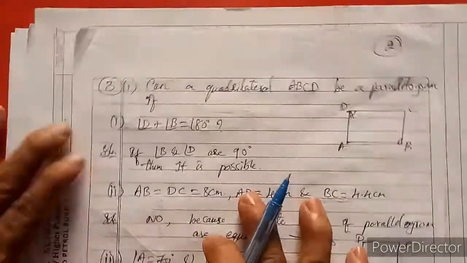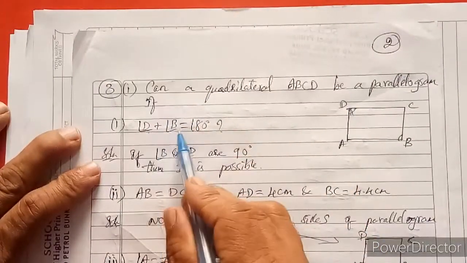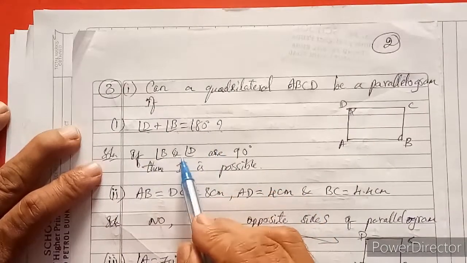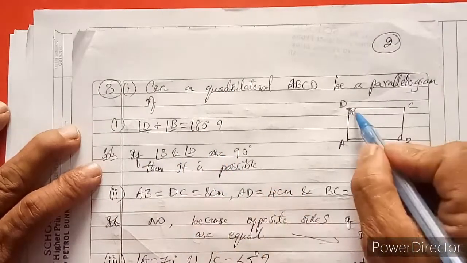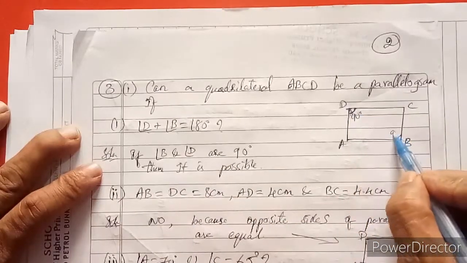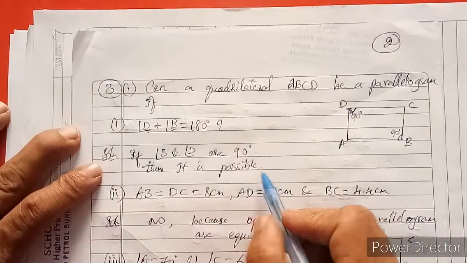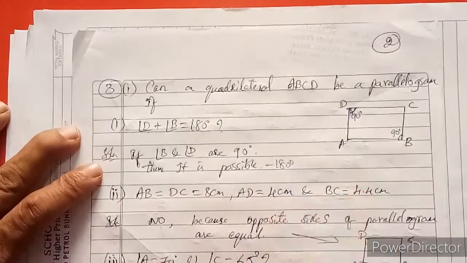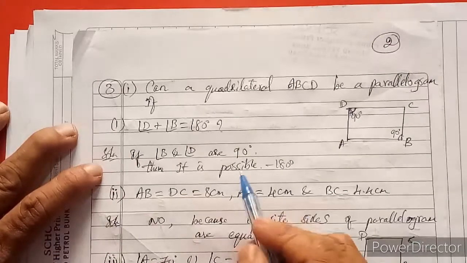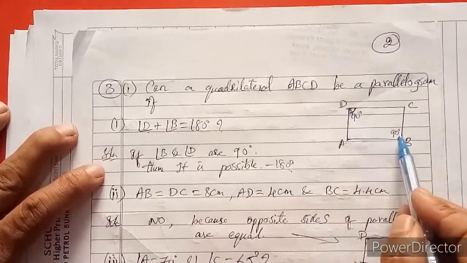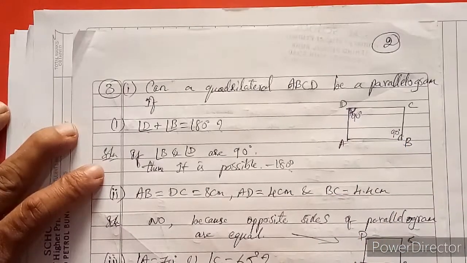So I will explain here. First question: if angle B plus angle D is equal to 180 degrees, if angle B and angle D are 90 degrees each, if we take both angles as 90 degrees, then surely it is possible to make 180 degrees, because the opposite angles are 90 degrees, then easily we can consider it as 180 degrees.